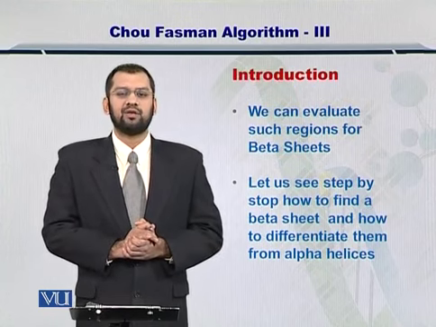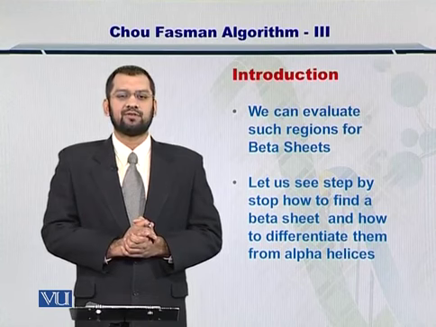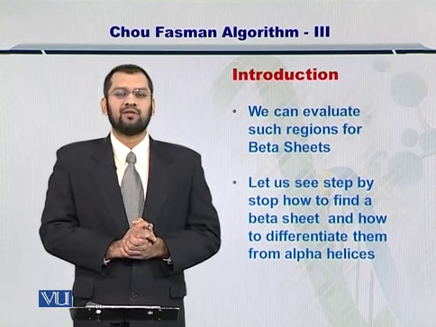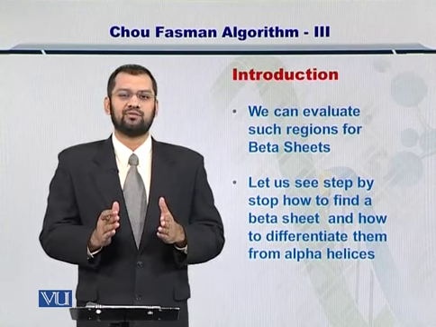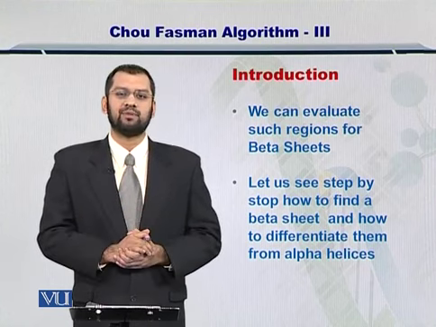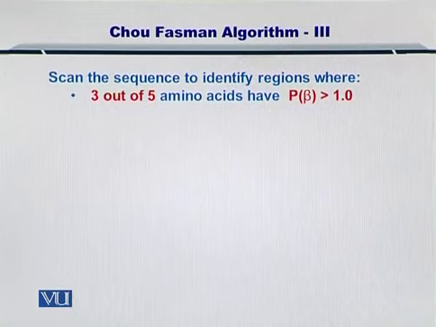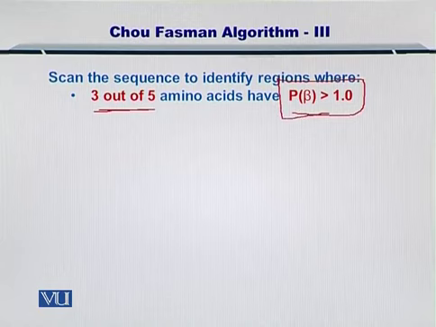Towards that, we can evaluate such regions step by step. So as the next step in the Chou-Fasman algorithm, you evaluate these amino acid regions for formation of a beta sheet. So to start, you continue to scan your sequence to identify the regions where 3 out of 5 amino acids have a propensity for formation of a beta sheet over 1. So you start and you seed a beta sheet like that.